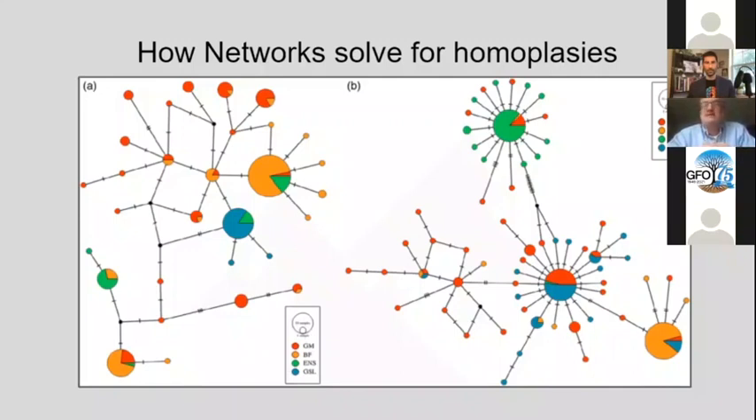You'll see how, at least in the 2000s and early 2010s, network was sort of the number one way that we were presenting mtDNA diversity throughout the world. So I think that's my last slide.